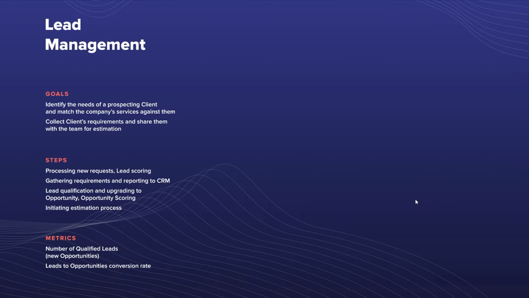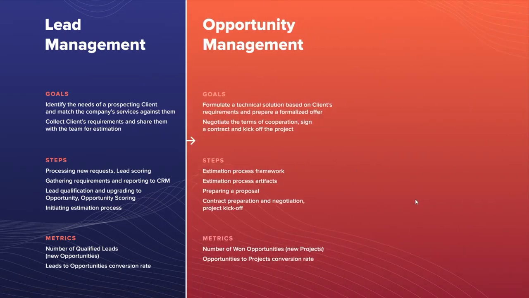As a result of these activities, we either disqualify a lead or qualify it and upgrade it to the status of opportunity. To measure the results of work at this stage, we'll calculate the number of qualified leads as well as the lead to opportunity conversion rate. These numbers help us assess the quality of incoming leads, as well as the effectiveness of sales managers at the early stages of communication with prospecting clients. We'll review and explain the lead management activities in further detail in our future videos. Please stay tuned. Now let's move on to opportunity management.